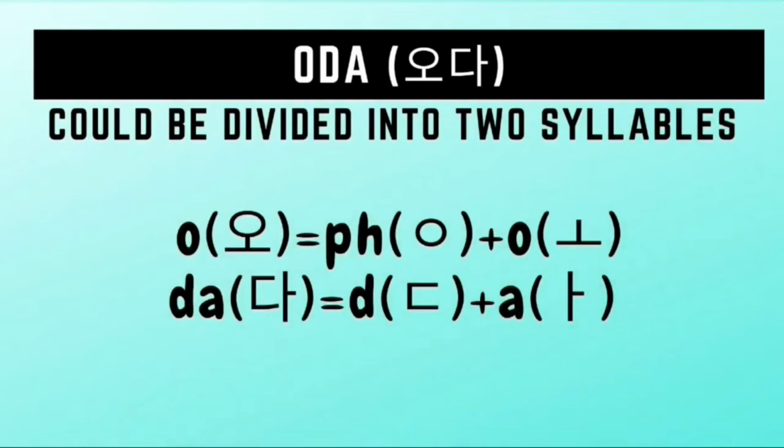How do we write ODA in Hangul? This is composed of two syllables. For the first syllable O, we need to draw first a no sound or a placeholder iyang, followed by the O character. And then for the second syllable Da, we need to draw first a dikit character followed by an A character. And then we just need to combine the Hangul for each of these two syllables to form the Hangul of the word ODA.